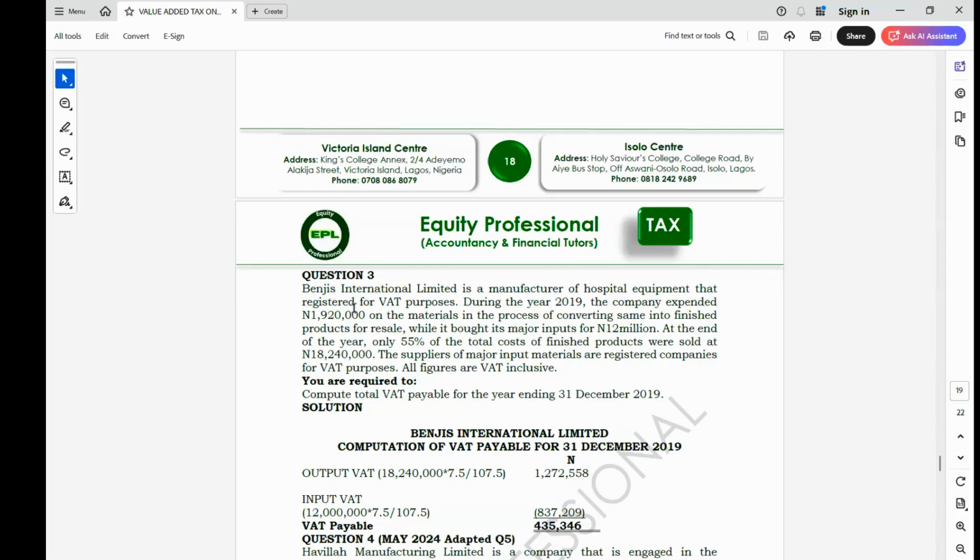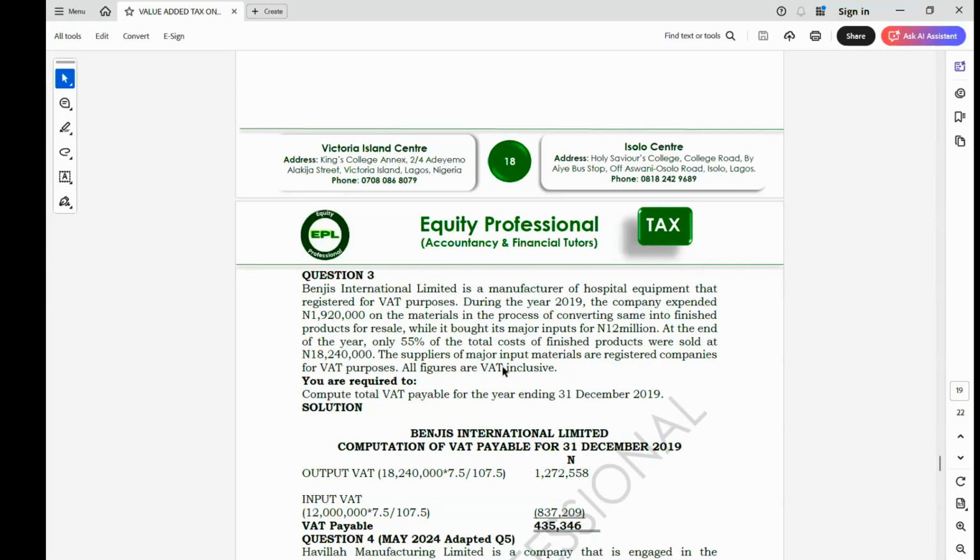Yes. Then question number 3. Benji's International Limited is a manufacturer of hospital equipment that is registered for VAT purposes. During the year 2019, the company expended 1,920,000 on material in the process of converting same into finished product for resale, while it bought its major input for 12 million naira. At the end of the year, only 55% of the total cost of finished product was sold at 18,240,000. The suppliers of major inputs are registered for VAT. All figures are VAT inclusive.